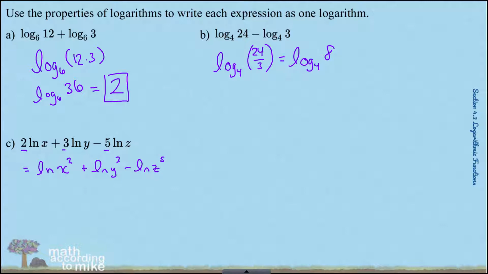So now this problem is a combination of parts A and B. Since the first two logarithms we're adding, what do we do to the arguments? Hopefully you said multiplying. And now we are left with two logarithms that we are subtracting. If you are subtracting logarithms, what do you do to the arguments? Hopefully you said divide. So our final answer is the natural log of x squared y cubed over z to the 5th.